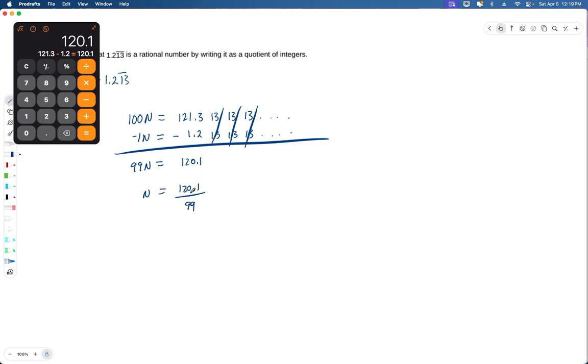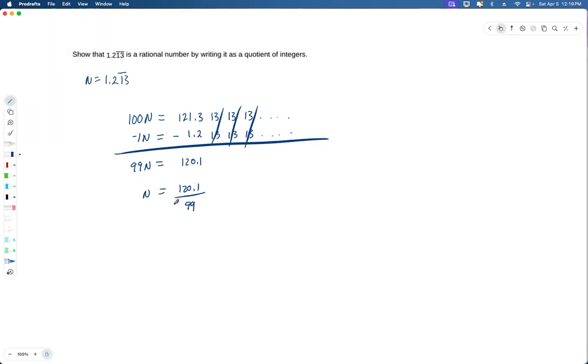But we don't want a decimal inside of a fraction. That's a fraction in a fraction that's very complicated. So we're going to multiply in order to get rid of the decimal value. So however many places, that's how many zeros you use. 10 over 10. So n is equal to 1,201 over 990.